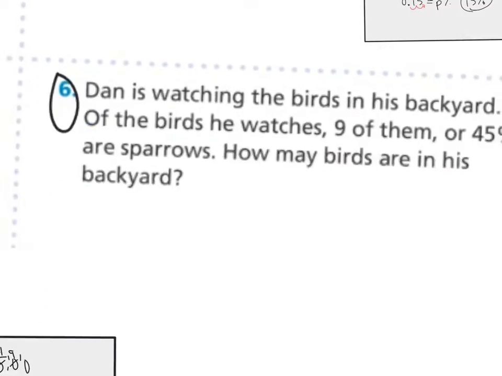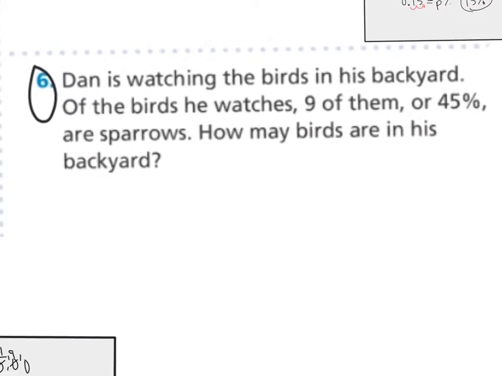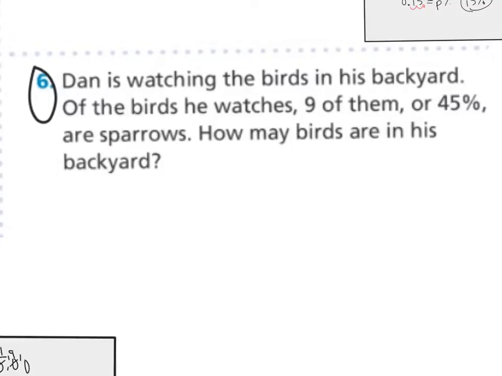So if we look at number 6, Dan is watching the birds in his backyard. Of the birds he watches, 9 of them, or 45%, are sparrows. How many birds are in his backyard? Okay, so again, we might have an idea in our head, 45%, so that's a little less than half. So you might have an idea in your mind of how many birds you're expecting.